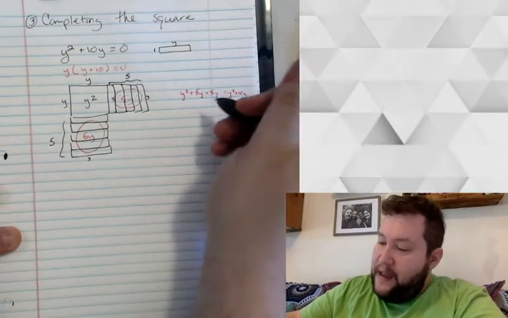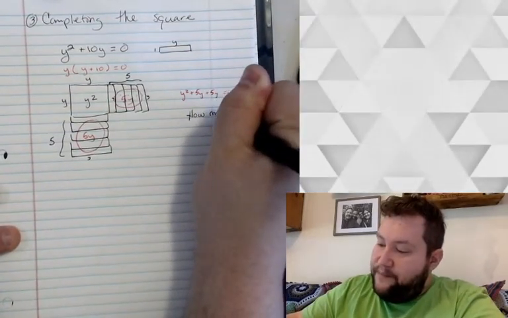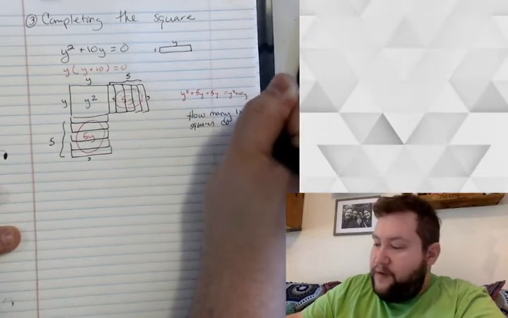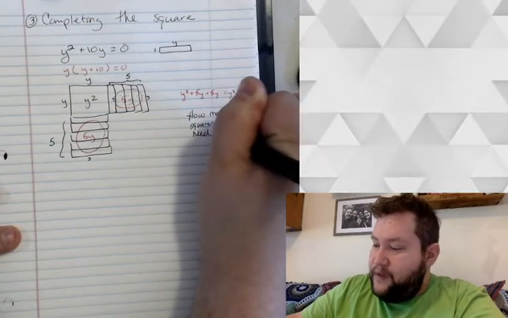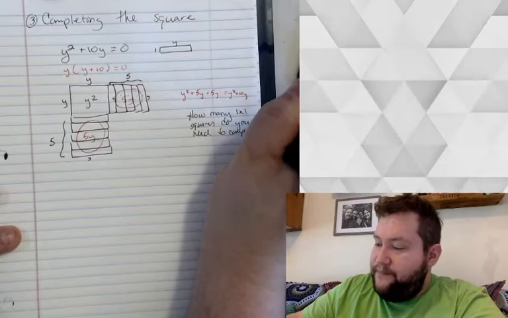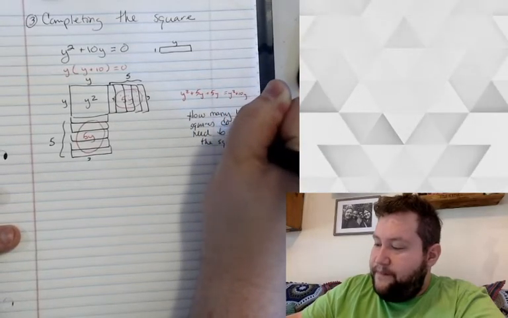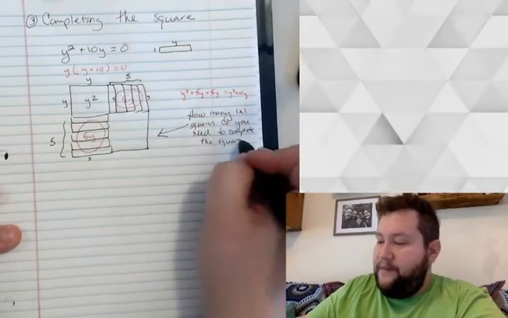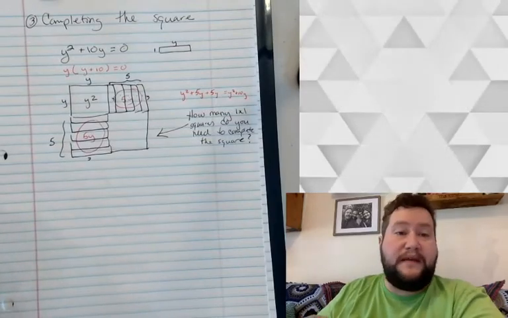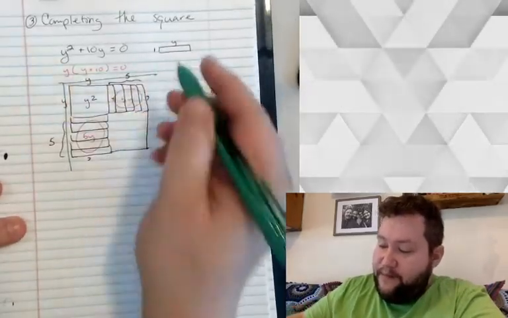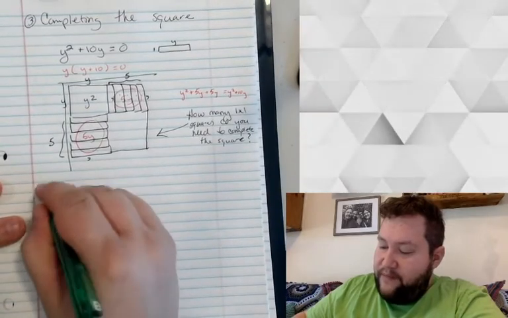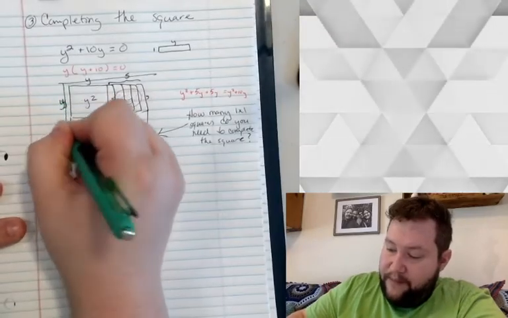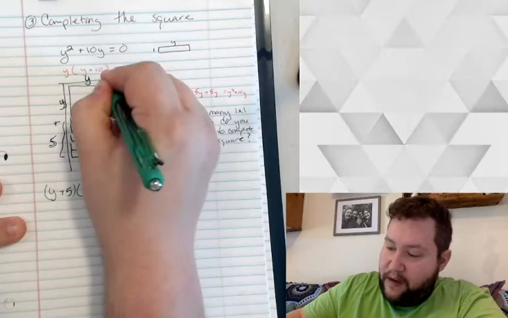My question is, how many 1 by 1 squares do you need to complete the square? So that is down here in this corner, how many 1 by 1 squares do you need to complete this large square that is y plus 5 times y plus 5, right? y plus 5, y plus 5.